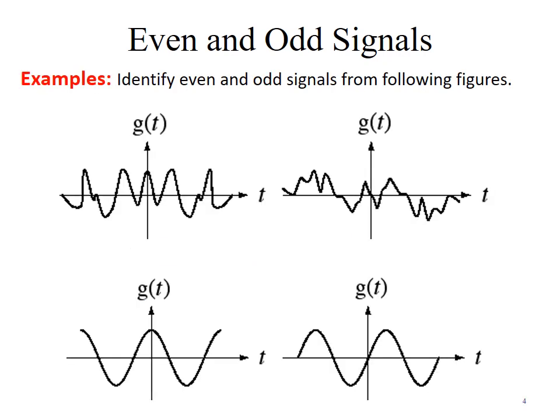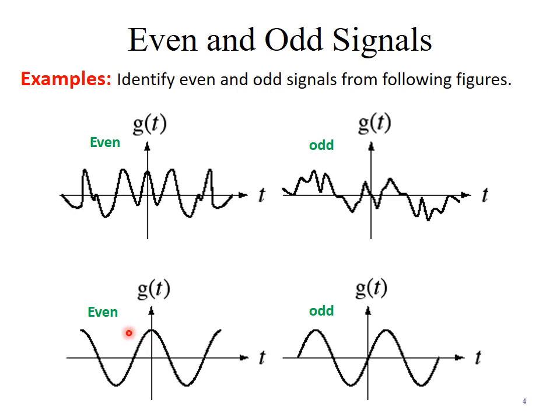There are some examples of even and odd signals. Can you guess which one is even and which one is odd by just looking at the figure? For example, this one: you can see the pattern on the left hand side of the vertical axis and on the right hand side are both the same. Even if you apply the time reversal property, you will get exactly the same signal. Therefore, we can say this one is an even signal.